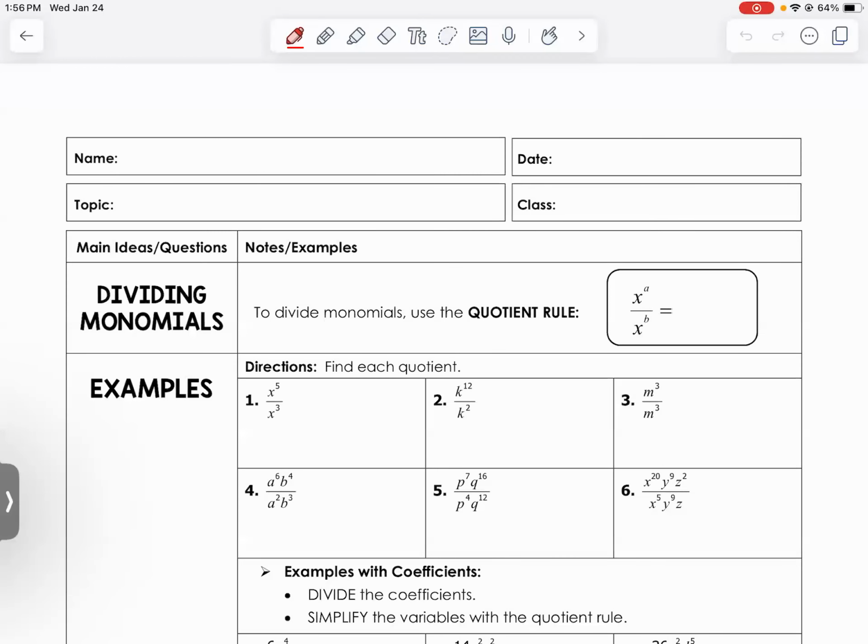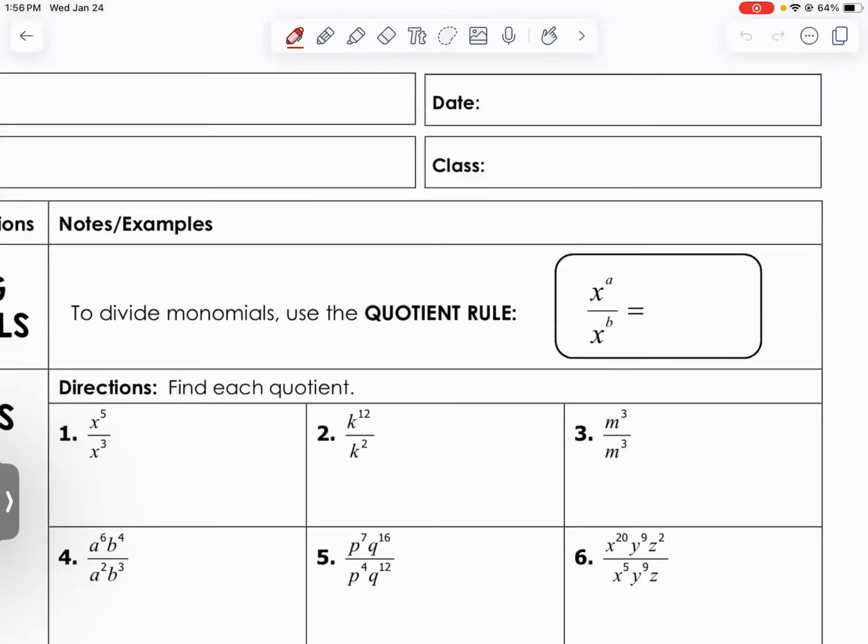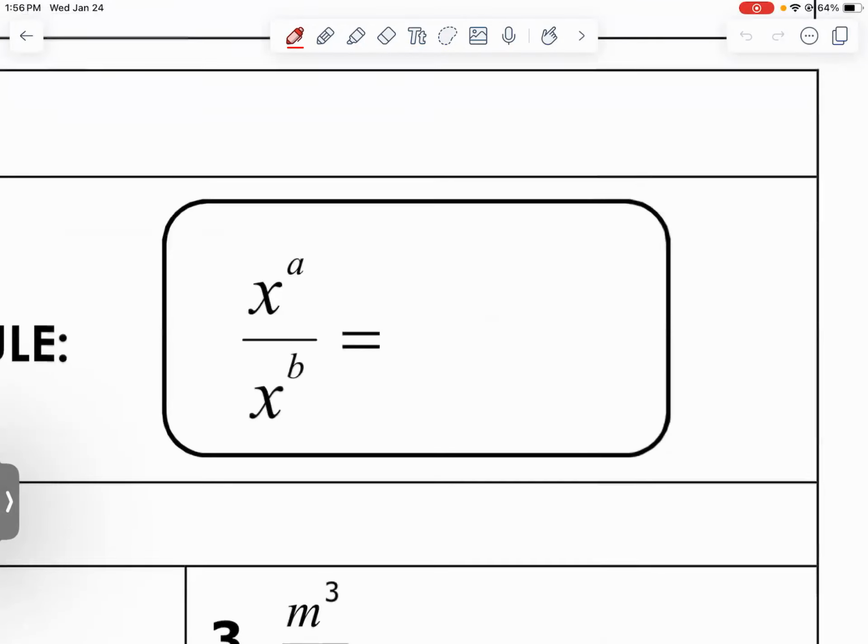So on the top of page 8, what I would like you to do is write in this rule that we just kind of threw out there. X to the A minus B.